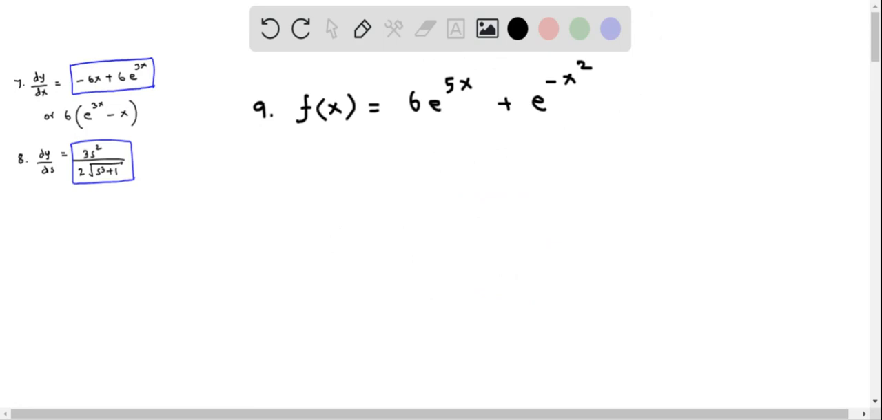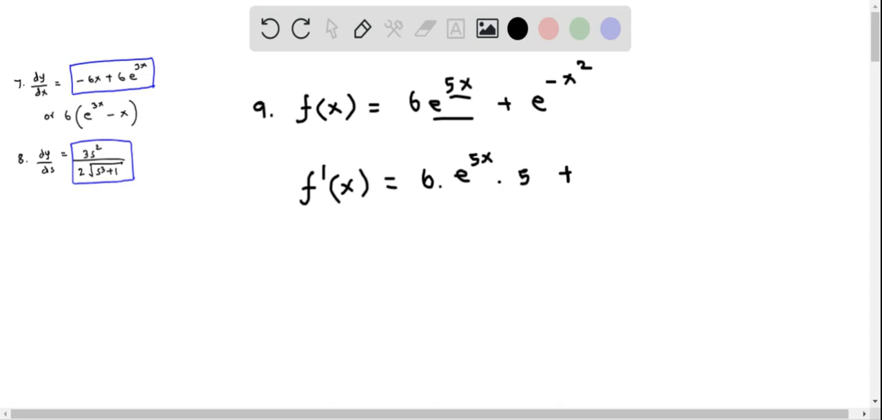Let's do question 9. So here we have the function f of x equals 6e power 5x plus e raised to the power of negative x squared. We find the derivative of f of x with respect to x, that is f prime of x, and this equals 6 times the derivative of e power 5x is e power 5x, and then apply the chain rule to find the derivative of 5x, which is 5.